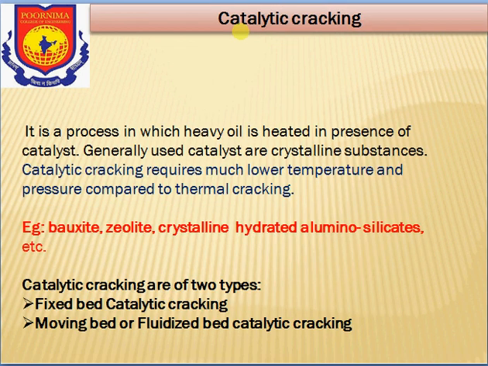Now, catalytic cracking. Catalytic cracking is the process in which heavy oil is heated in the presence of a catalyst. As we know, a catalyst increases the rate of reaction, so catalytic cracking is comparatively better than thermal cracking. Generally used catalysts are crystalline substances. Catalytic cracking requires much lower temperature and pressure as compared to thermal cracking. Catalysts generally used here are bauxite, zeolite, crystalline hydrated aluminum silicate, etc. Catalytic cracking, as we know, is of two types, fixed bed and moving bed. First we will talk about fixed bed catalytic cracking.